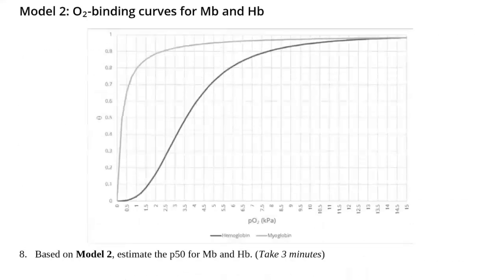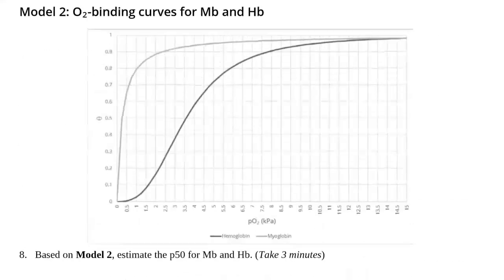This one says oxygen binding curves for myoglobin and hemoglobin. And there's a key down here at the bottom. So hemoglobin is the darker curve and myoglobin is the lighter curve. So based on that model, estimate the P50 for myoglobin and hemoglobin.